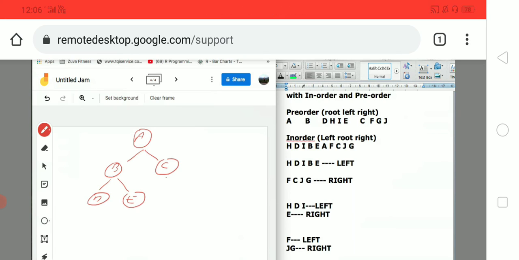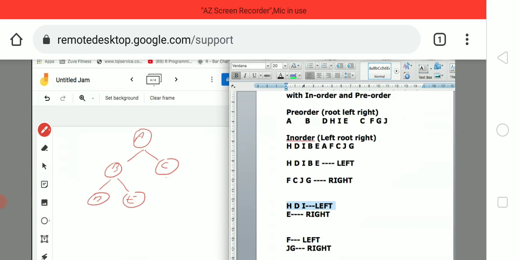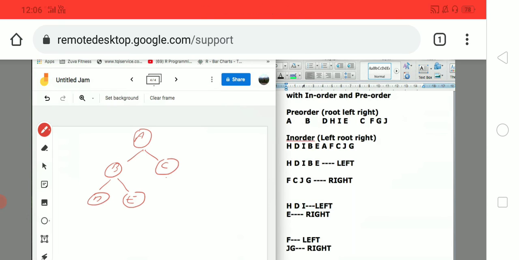Okay. So when we compared this H, D, I, now D becomes a parent node and H is on the left side and I is on the right side. So we have to represent them like that only. So H is on the left side, I is on the right side, and E doesn't have other elements, so it will become a leaf node.